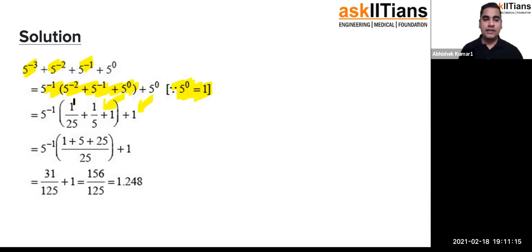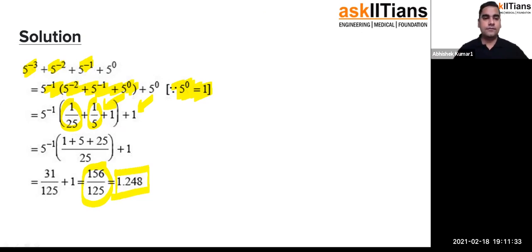5 raised to the power minus 2 is 1 upon 25. This is 1 upon 5. After the simplification, they got the exact same answer, which is 156 over 125, and that is nothing but 1.248. If you want to simplify it, you can simplify it. That's up to you guys.